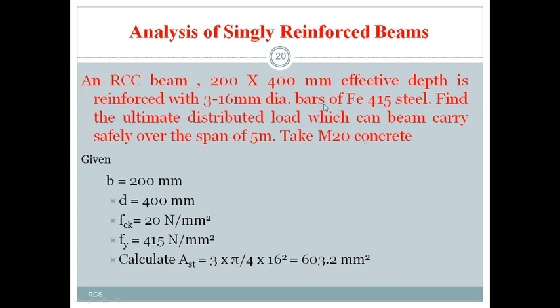So before approaching the solution, first clearly understand the problem. What parameters are given, and what we have to calculate. Here the given parameters are B, effective depth, grade of concrete, grade of steel, number of bars, and diameter of bars. But unlike our previous problem, he has not asked us to calculate the moment of resistance. Instead, he has asked us to calculate the ultimate distributed load. So by using the data, we have to calculate the moment of resistance.